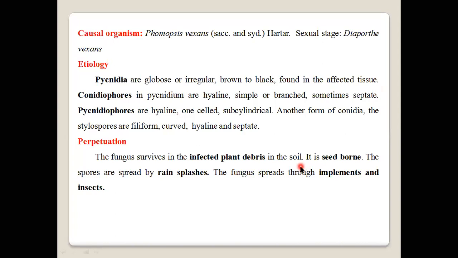Then the causal organism is Phomopsis vexans, or the perfect stage of this Phomopsis vexans, that is Diaporthe vexans. Phomopsis vexans develops pycnidium fruiting bodies. These pycnidia are globose or irregular, brown to black, found in the infected tissues. The conidiophore is also developed, and at the tip of the conidiophore, the conidia are generally produced.